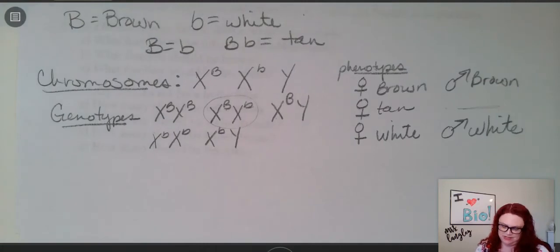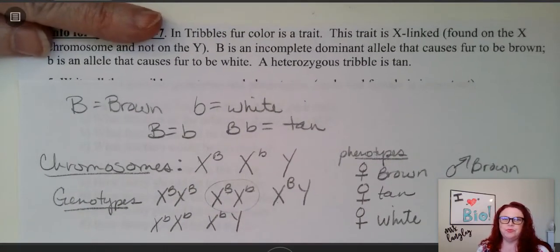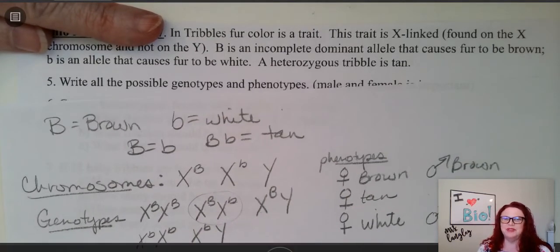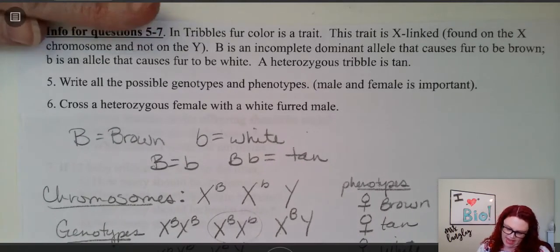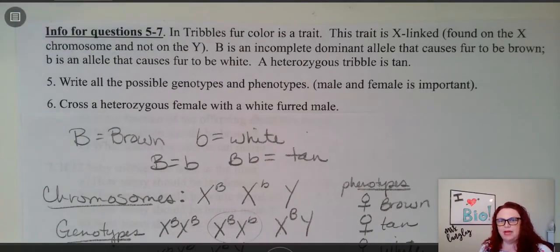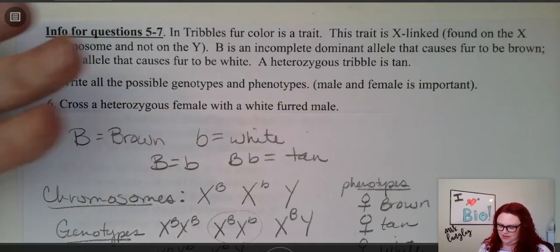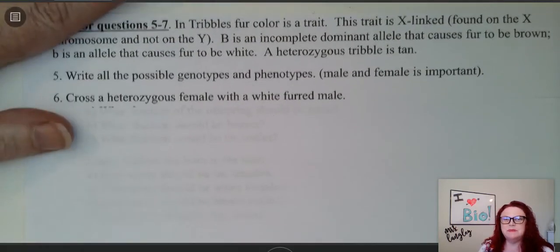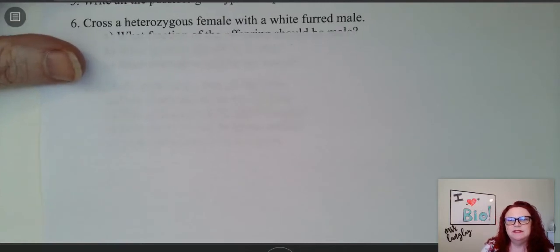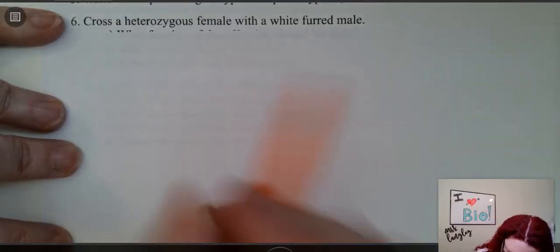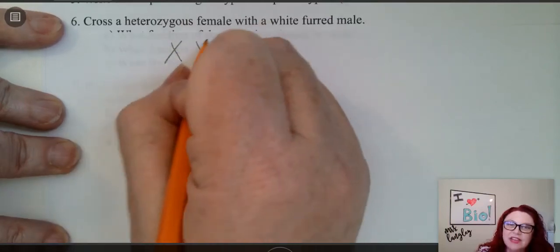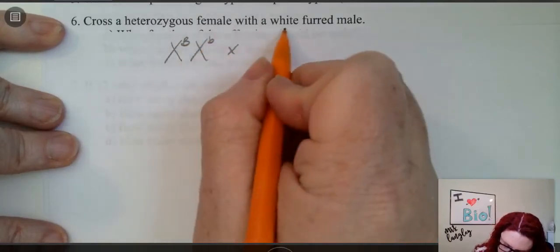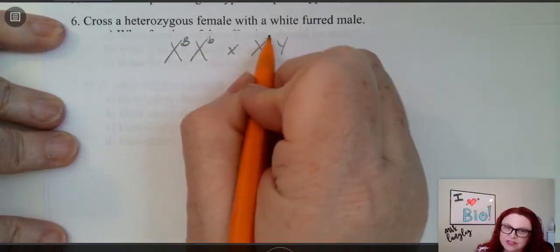Now, what are our questions? Let's see here. So number 5, write all the possible genotypes and phenotypes. Male and female is important. We got that. Number 6, cross a heterozygous female with a white-furred male. Okay. Move it up so we have some space. So female, that's heterozygous with a white male. So male and white.